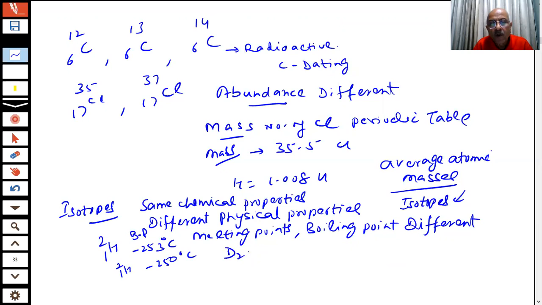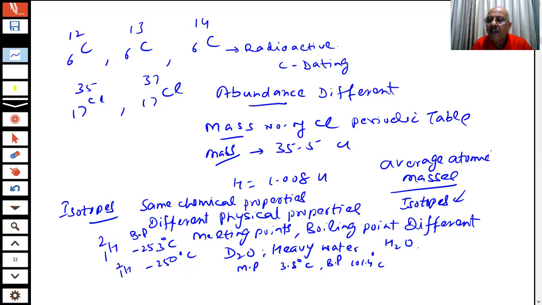And D2O is called heavy water. What you are drinking is H2O. D2O is present in a very, very small amount even in this water, because in nature you have deuterium also and hydrogen also. And the melting point of D2O is 3.8 degrees Celsius, and the boiling point is 101.4 degrees Celsius.